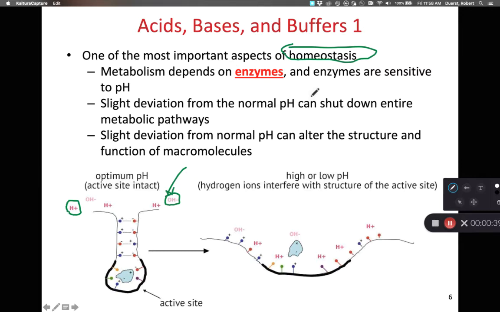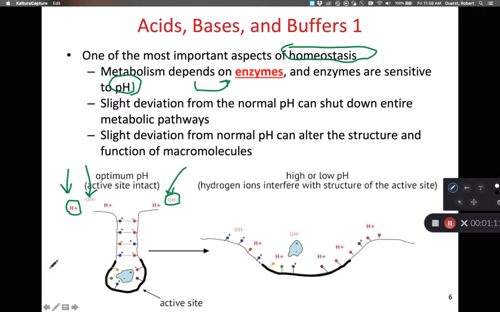As we look at acids and bases and how they help us to maintain homeostasis, there are enzymes in our bodies that we use to regulate our chemical reactions that we need to stay alive. Our metabolic reactions are very sensitive to pH fluctuations. If we change the pH of a solution, we are going to change how many hydrogen ions and/or hydroxide ions are capable of binding to the functional groups or the side chains of the amino acids.